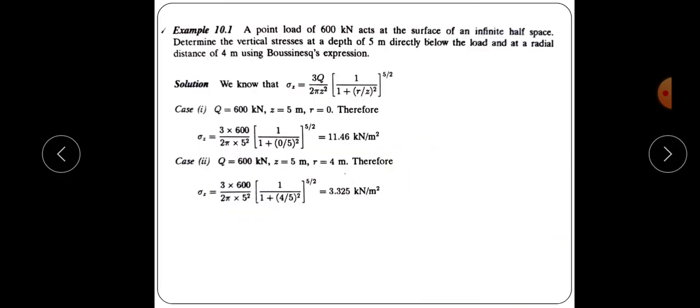So today's problem is this: a point load of 600 kilonewton acts at the surface of an infinite half space. Determine the vertical stress at a depth of 5 meter directly below the load and at a radial distance of 4 meter using the Boussinesq equation.